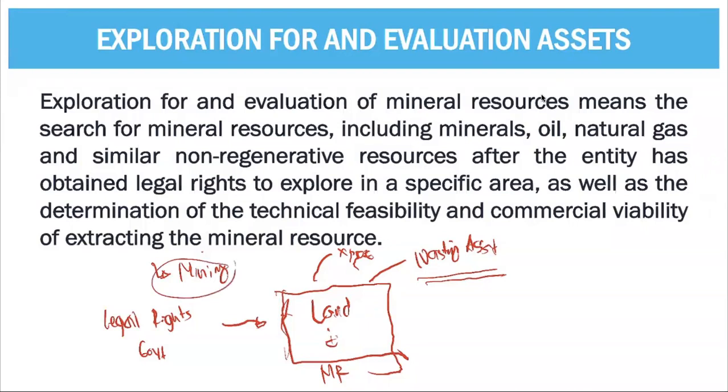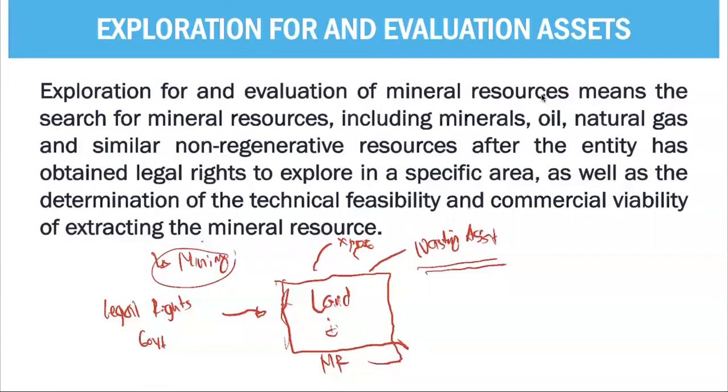Why is it called wasting asset? Because you need to remove some items out of that particular property. So we try to waste that asset until we get the mineral resources. So for wasting asset, of course, we need to recognize that particular wasting asset. We need to learn the recognition and also the measurement of that wasting asset.